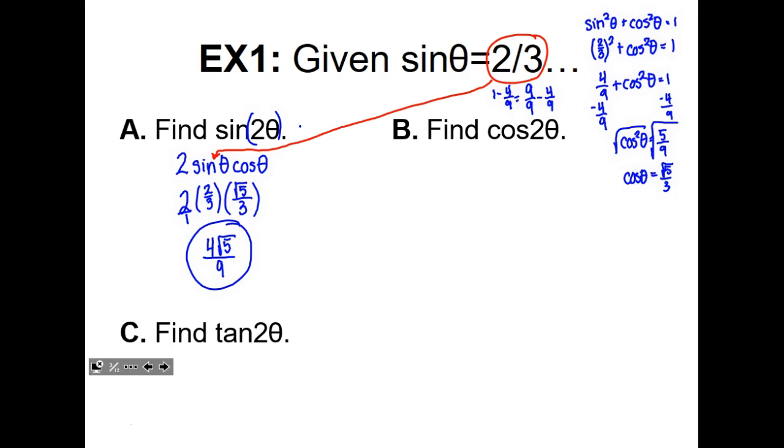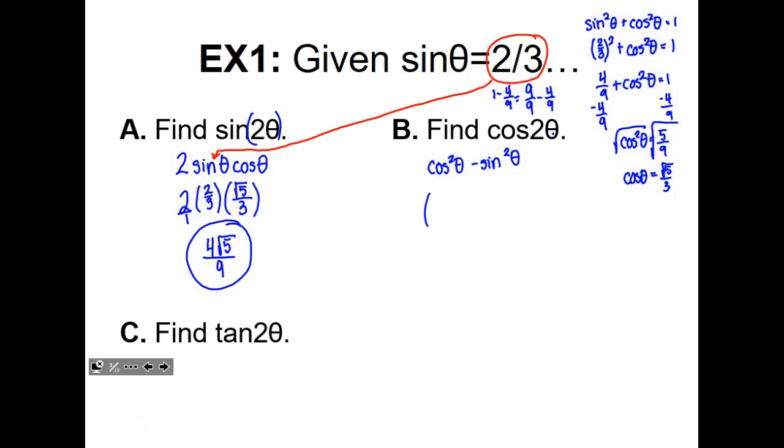Okay, it's kind of like that question that we did whenever we were going over homework. It's just you're plugging those things into different formulas than we were using on the homework. For B, cosine of 2 theta, the formula for that is cosine squared theta minus sine squared theta. So I already know that sine is 2/3. I just found that cosine is square root of 5 over 3.